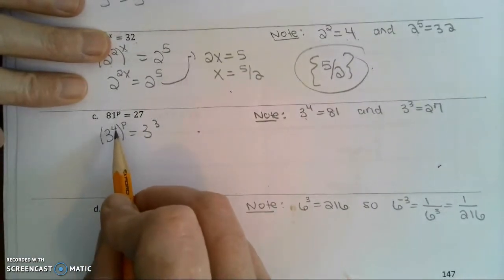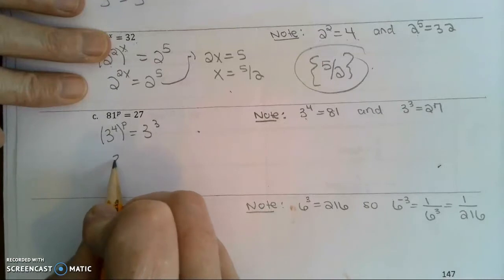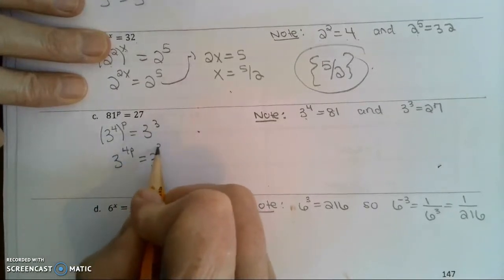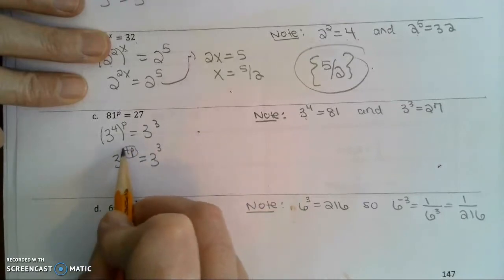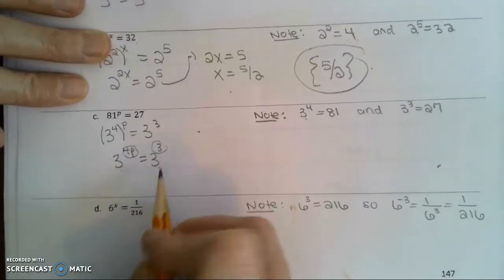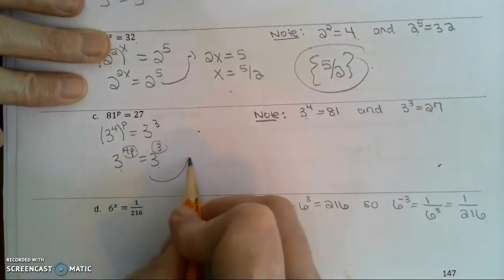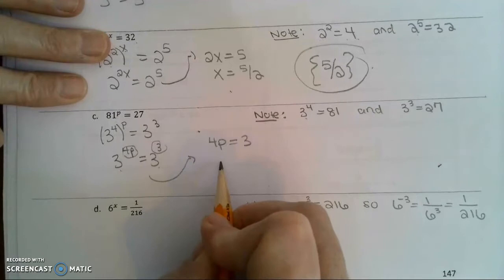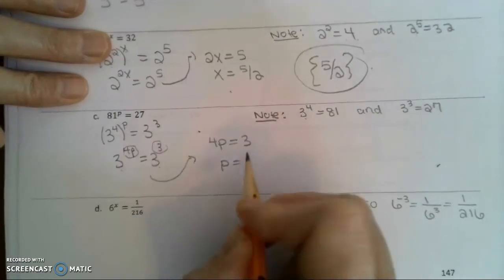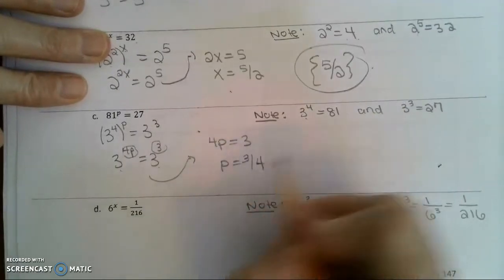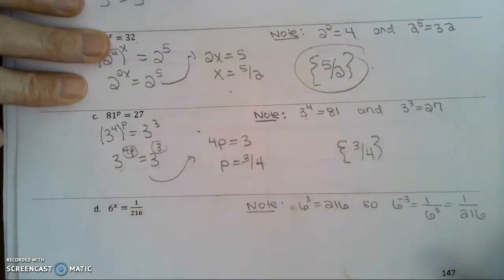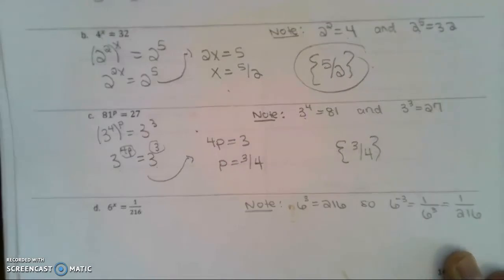Okay, so now I'm going to go ahead and multiply the 4 and the p together. Okay, so now I want to set my exponents equal to each other as long as these are the same base. And then solve from there. I divide both sides by 4 and I get 3/4. Okay, so there's that one.